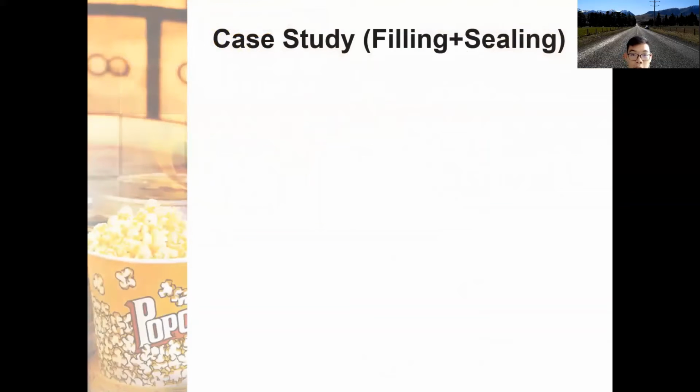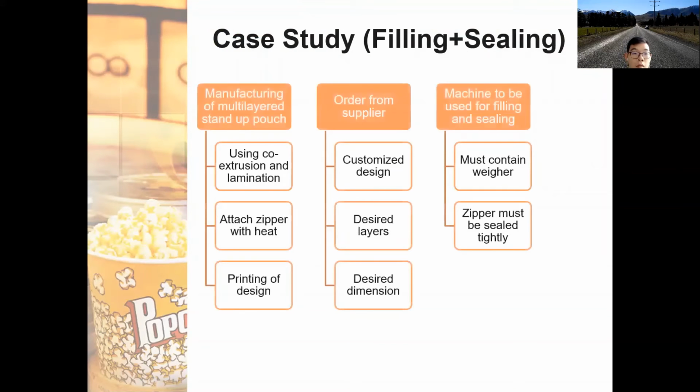My case study is on the filling and sealing section. First of all, the first concern is the manufacturing of the multi-layer stand-up pouch. This multi-layer stand-up pouch can be manufactured using cold extrusion and a lamination process, and the zipper can be attached to the plastic with heat. Then the designs can be printed on the surface of the pouch.